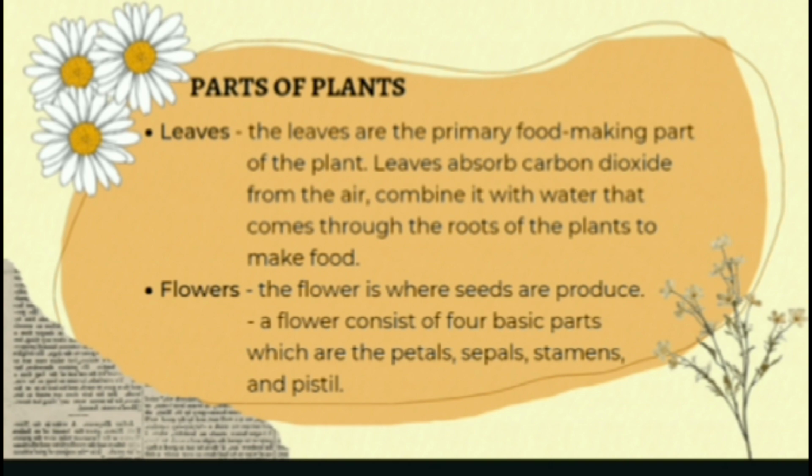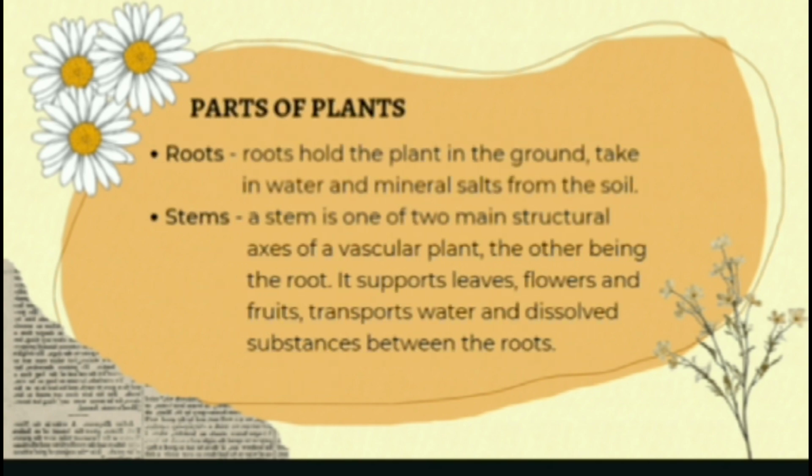The flower is where seeds are produced. And a flower consists of four basic parts, which are the petals, sepals, stamens, and pistils. Third is roots. Roots hold the plant in the ground, and take in water and mineral salts from the soil.